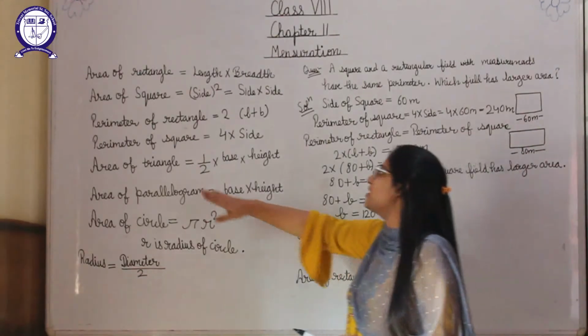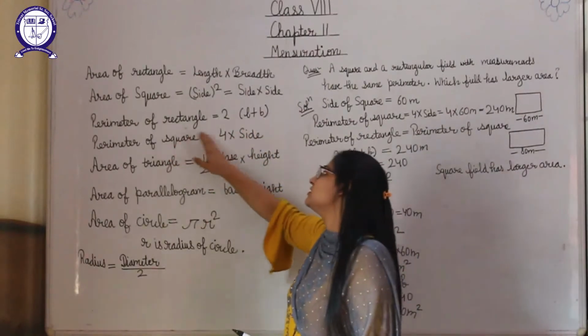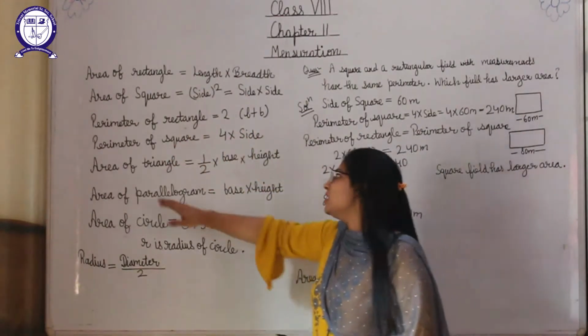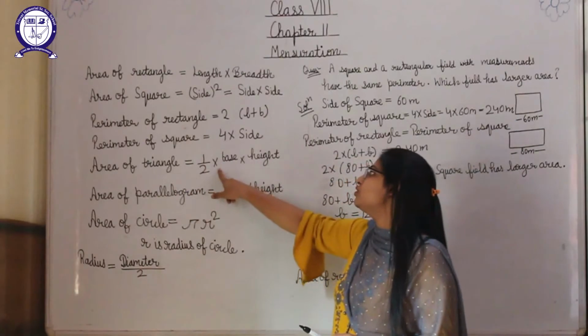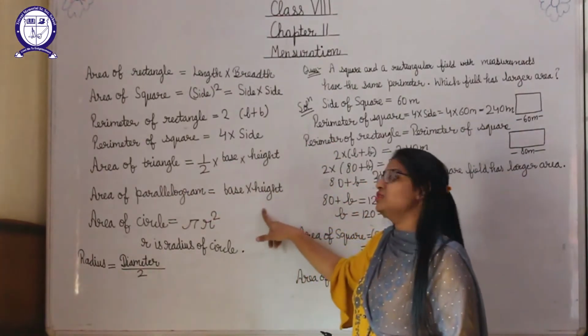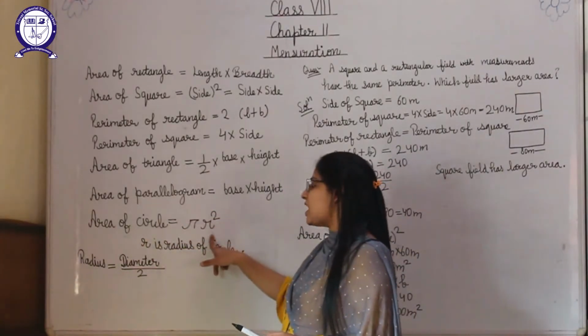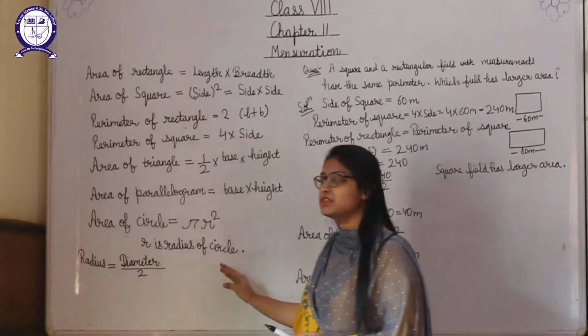Now we know that the perimeter of rectangle is equal to 2 multiply length plus breadth. Perimeter of square is equal to 4 multiply side. Area of triangle is equal to half into base into height. Area of parallelogram is equal to base into height. Area of circle is equal to pi r square. What is r, students? R is the radius of the circle.